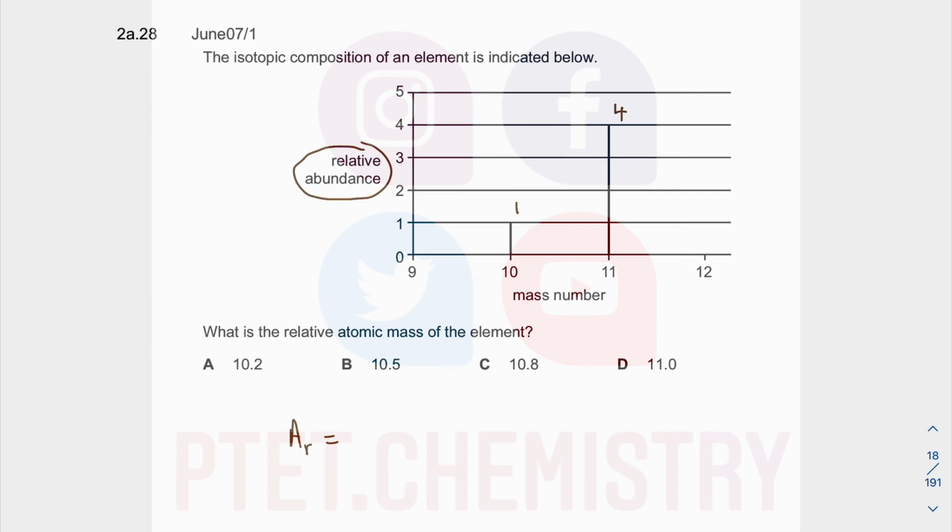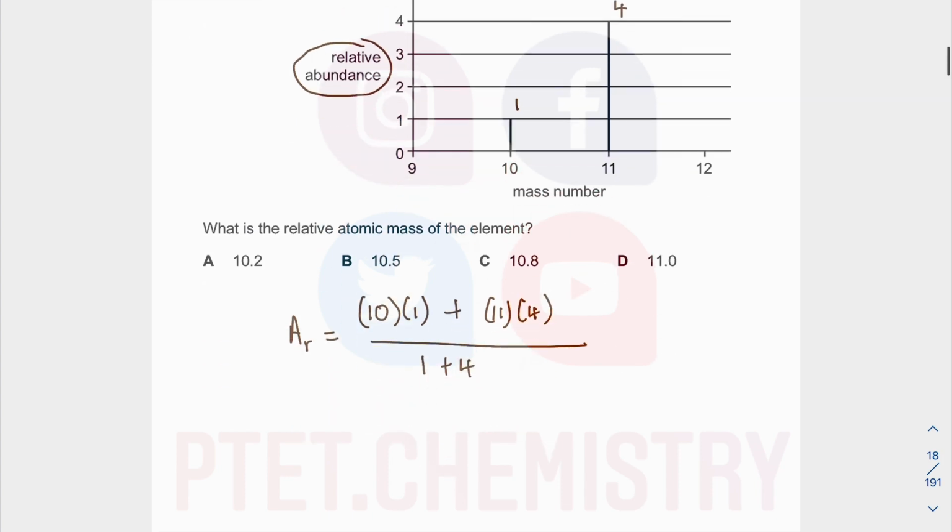So the relative atomic mass is going to be what mass do you have, which is 10, multiplied by your relative abundance, which is 1. Add that to the mass number, 11, multiplied by the relative abundance, which is 4, divided by the sum of your relative abundances, which is 1 plus 4.